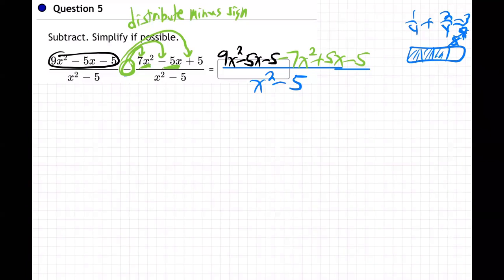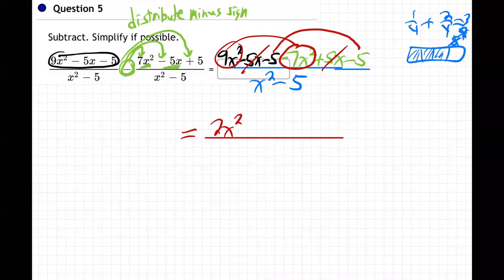And now let's combine like terms. 9x squared minus 7x squared is 2x squared. And minus 5x and plus 5x cancel. And minus 5 and minus 5 is minus 10. Interesting. Got a little smaller than I expected. Are we good to there? Do we see what has happened so far? Let me pause and let you digest this for a minute. You see all this action? So 9x squared minus 7x squared is 2x squared. And the minus 5x and the plus 5x cancel. And the minus 5 and the minus 5 made minus 10.